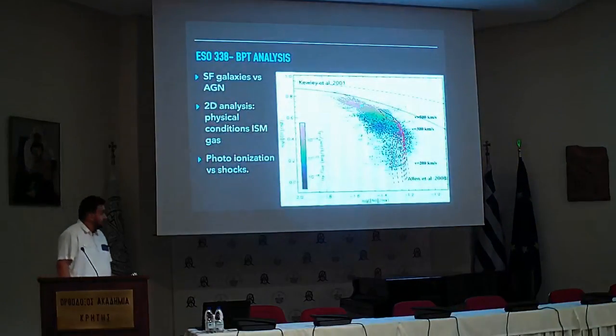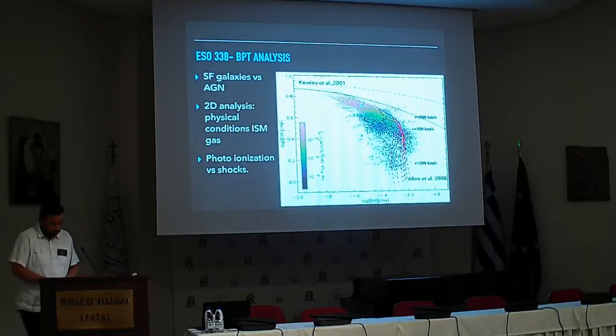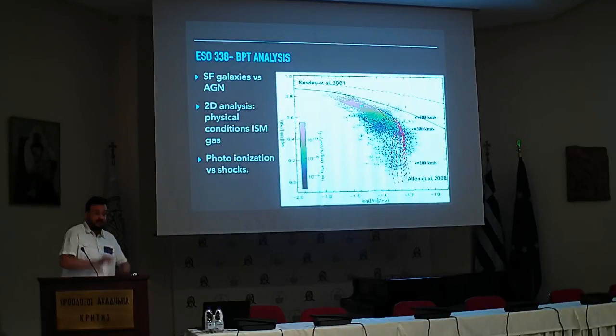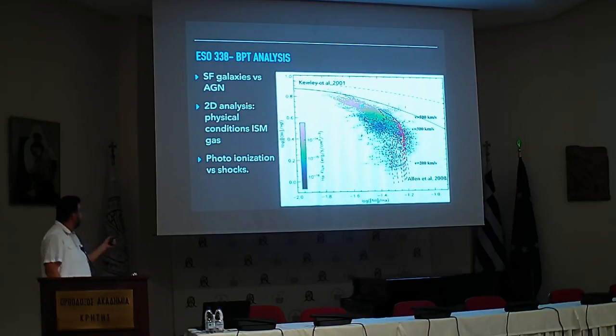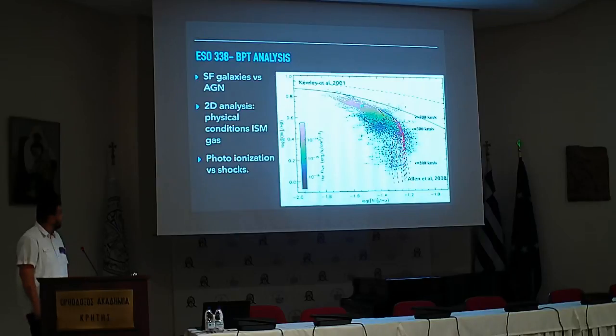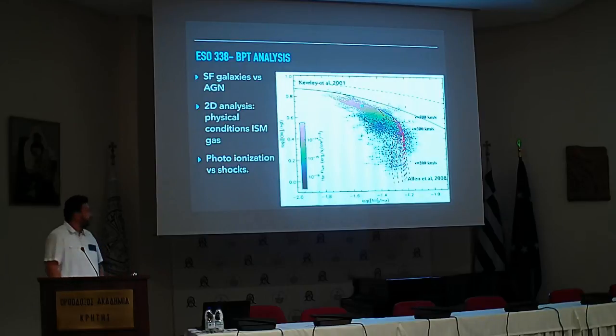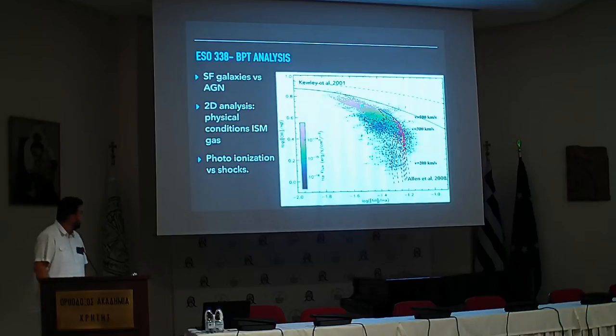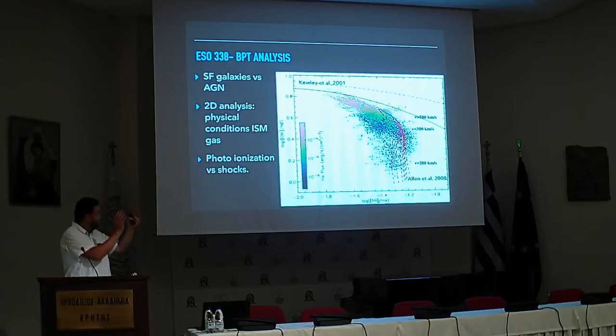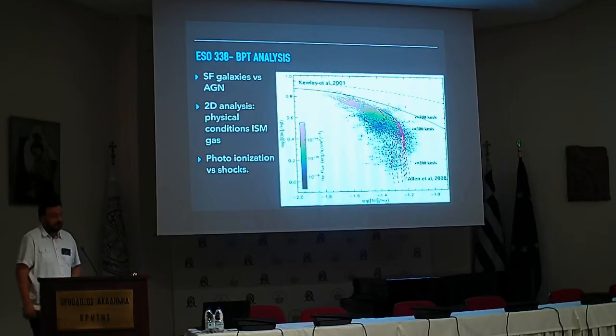The last thing I'm going to show you is a BPT analysis. As you know, from each location in the halo we have a spectrum, so we can plot this in the BPT diagram. Typically, this is used for integrated galaxy spectra to separate star-forming galaxies from AGNs. But we can also do a two-dimensional analysis, and this will tell us about the physical properties of the gas and the conditions of the ISM. This is the upper left portion of the typical BPT diagram. These galaxies are highly ionized, so it's in the upper left area. These are the typical separation lines. And these are all the data points.